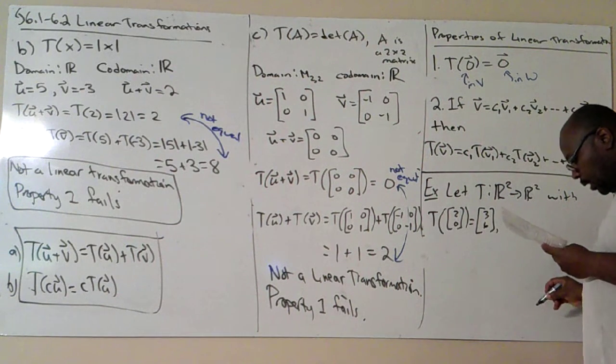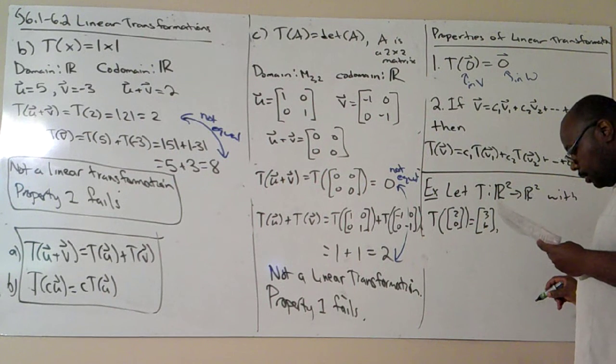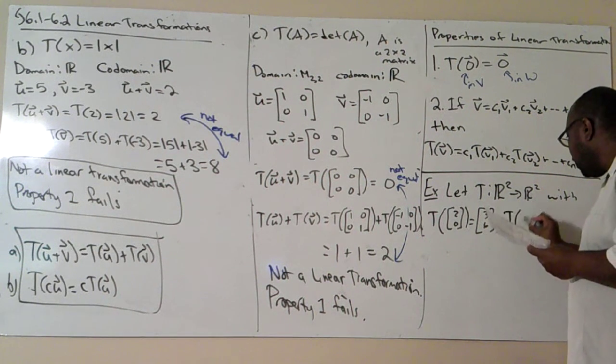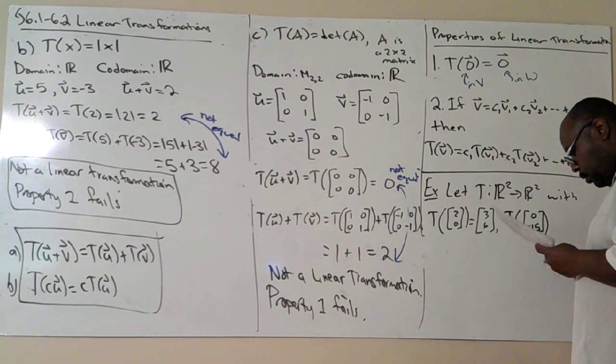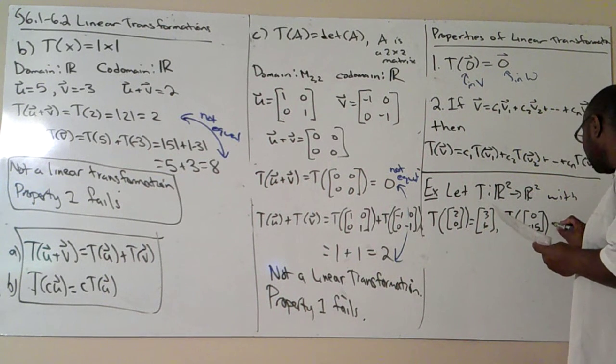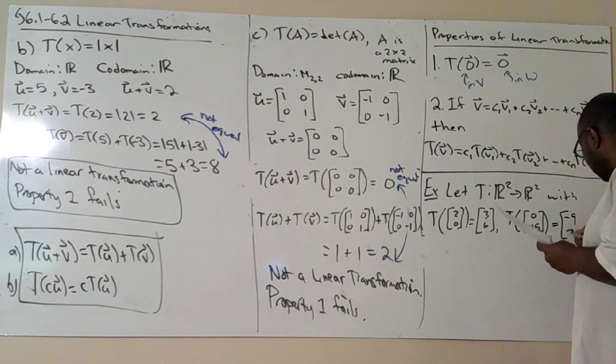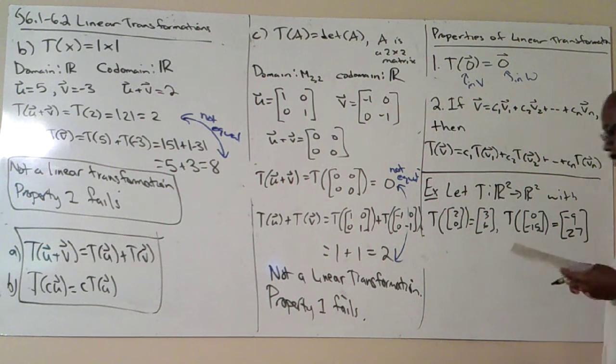And I know that T of (0, -15) is equal to (-9, 27). Okay, I can't read my own handwriting sometimes. And I want to find T of (4, 5).